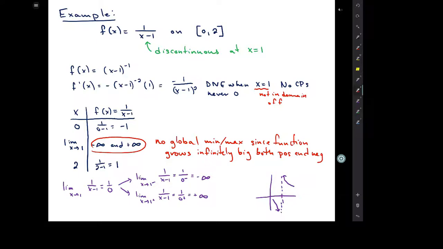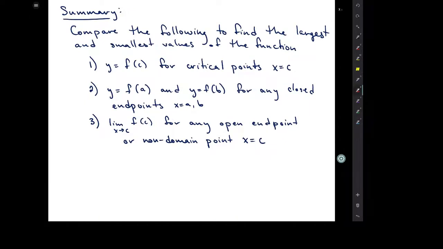Okay, so let's summarize everything that we've seen. We want to compare the following values in order to find the largest and the smallest values of the function. We want to compute f of c for any critical points. You plug it into the function, you figure out what the y value is. You also want to take any closed endpoints and plug those into the function. And in both of these cases, you will actually use that minimum or maximum that you find.